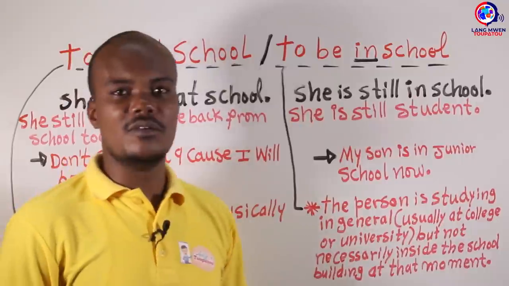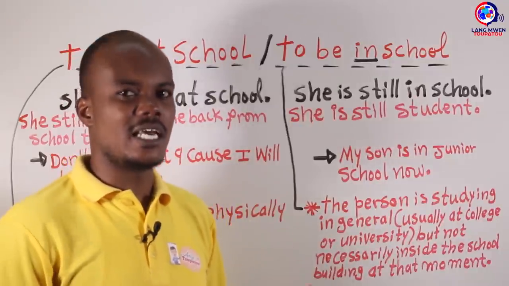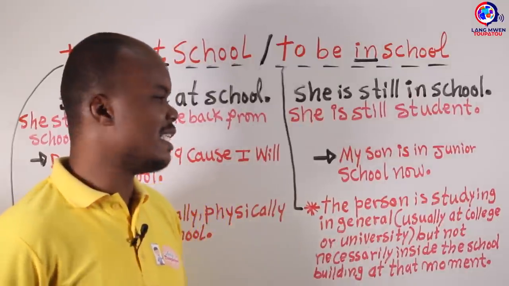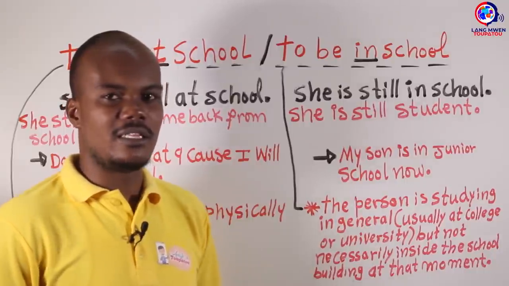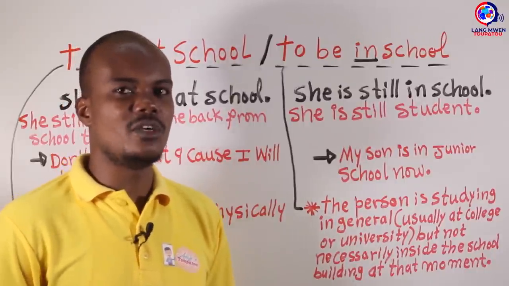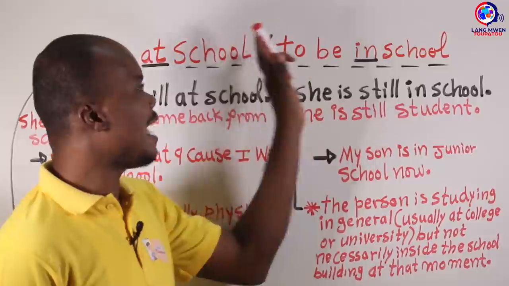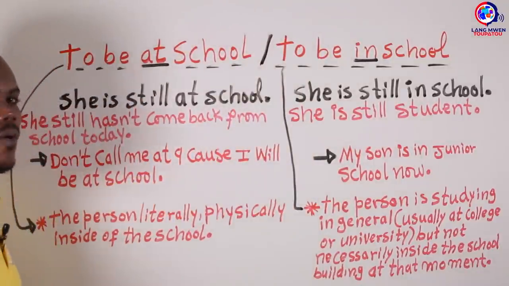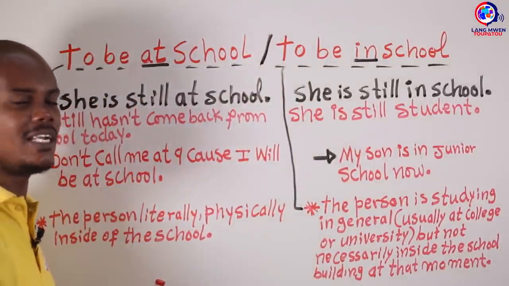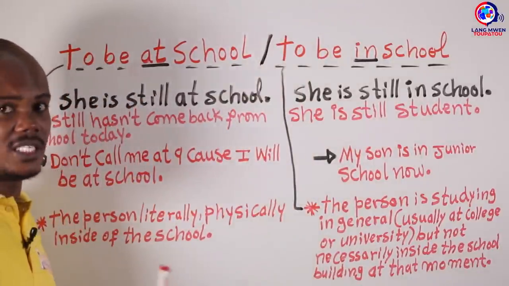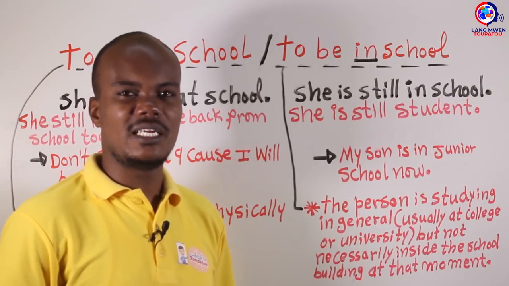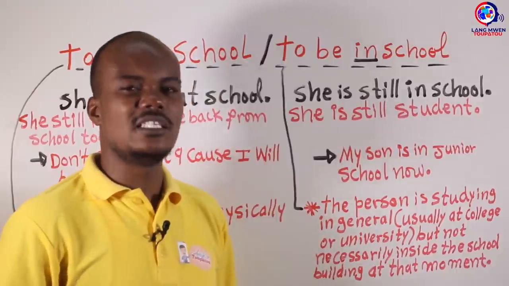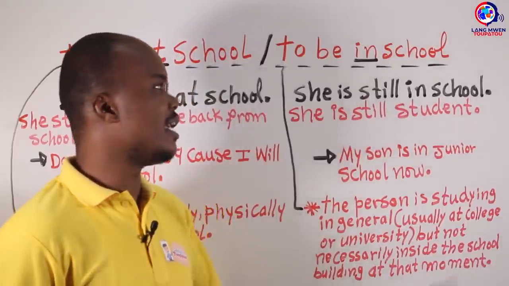You say be in school when the person is studying but not necessarily inside of the school building at the right moment or at the moment that we're speaking. So you say at school when the person is inside of the school, physically, and you say in school when the person is learning, is studying. Now you say in school.